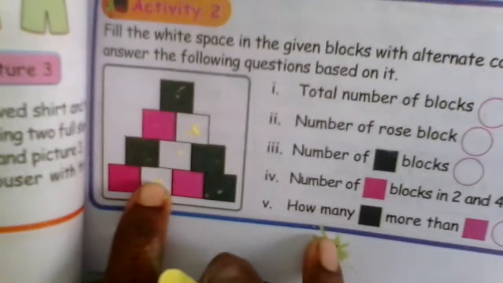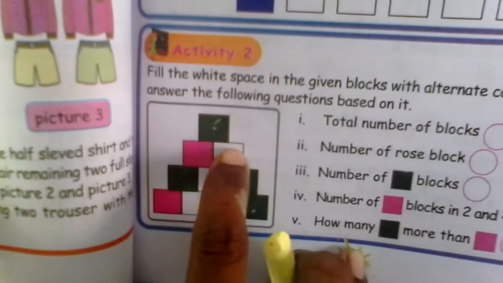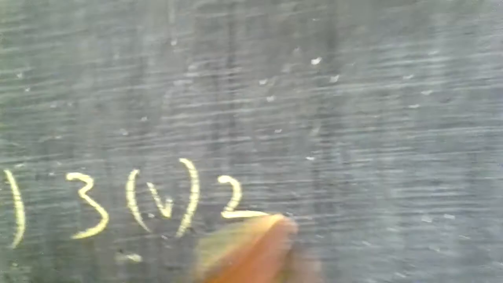Then the 5th one, how many green more than pink? So here you will have a green, and here we will have a green. So 1, 2, 3, 4, 5, 6. Pink how many are there? 1, 2, 3, 4. 2 more than, right? So the answer will be 2. So this way first you color it, okay? You color it, then you try to solve this problem. Next one, next is a number problem.